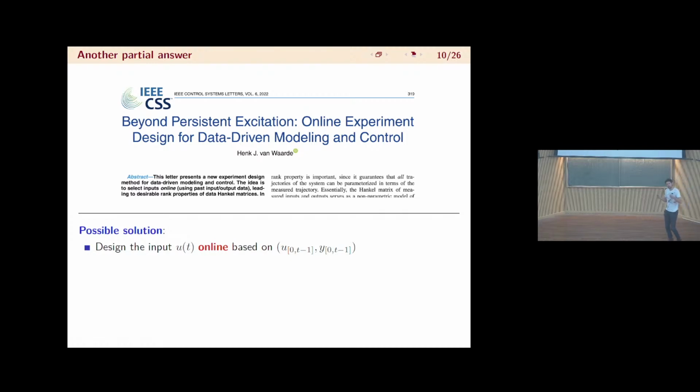So, I'm first going to apply U0. I get Y0. And then given U0 and Y0, I'm going to design the U1. Then I collect the Y1. I now have U0, U1, Y0, Y1. And I generate the next sample, U2. And I continue doing that.